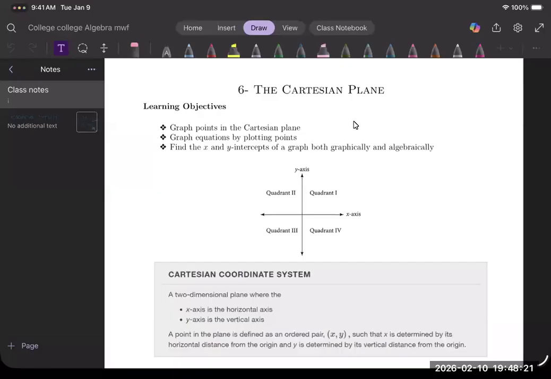Section 6, the Cartesian plane. Learning objectives: graph points on the Cartesian plane, also known as the rectangular coordinate system; graph equations by plotting points; and find the x and y intercepts of a graph, both graphically and algebraically.